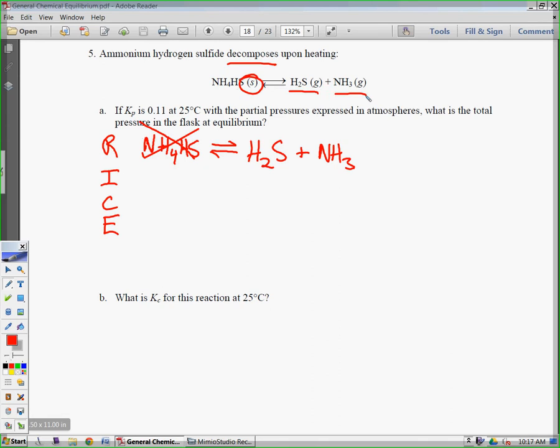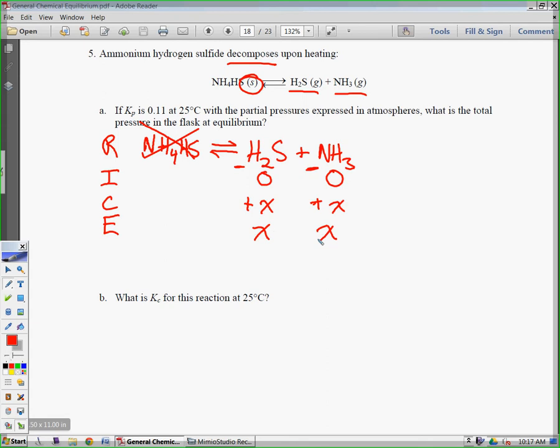And since it's a decomposition, we can assume the products at the beginning were zero. So the initial amount of each of them was zero. When the reaction happens, there's a coefficient of 1 here, so we're going to be plus x. Only one x, not 2x or any other amount. And here, it's also plus x. So that at equilibrium, we have x. That 0 plus x gives us x. Notice there's almost nothing in this table.